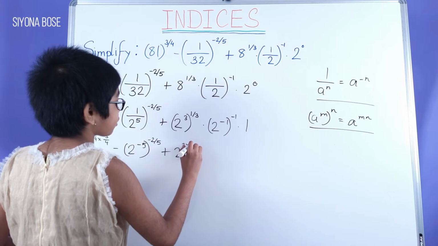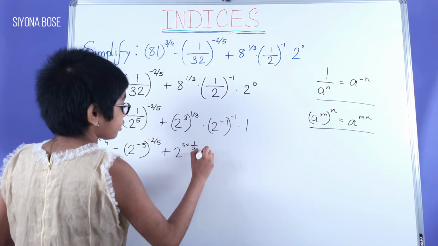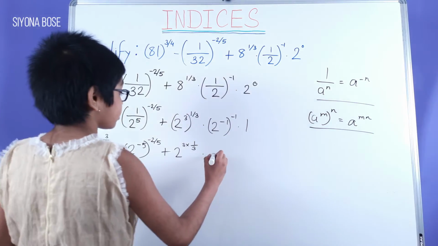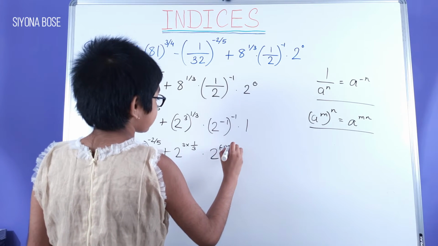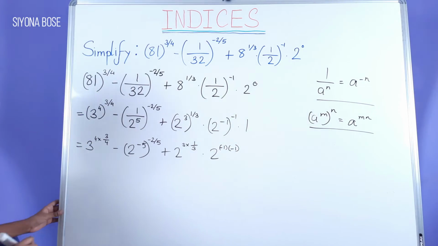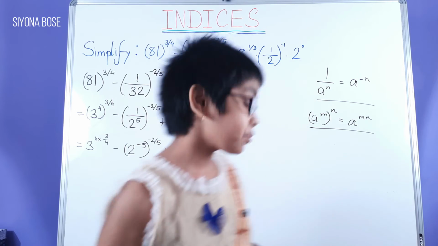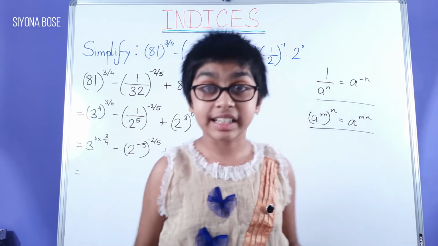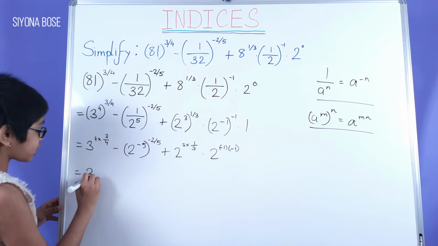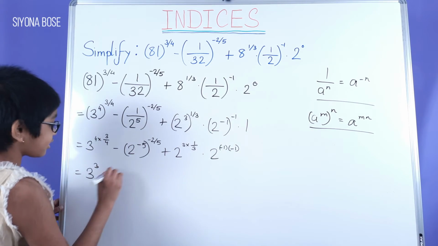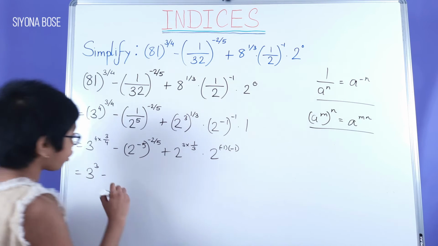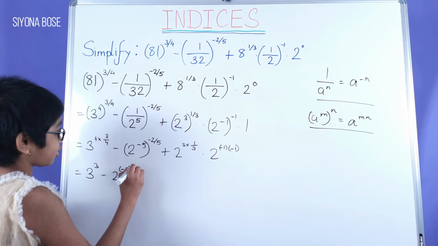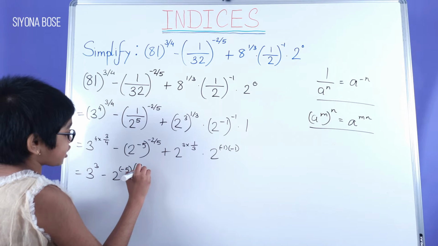2 to the power of 3 into 1 by 3 into 2 to the power of minus 1 into minus 1. Let's continue. 4 and 4 gets cancelled over here, and we are left with 3 to the power of 3 minus, here we applied this identity now. It gives us 2 to the power of minus 5 into minus 2 by 5.